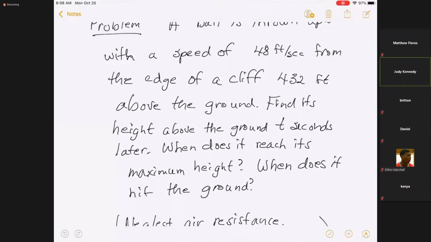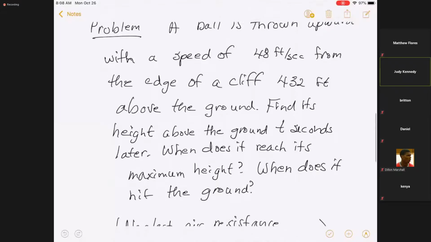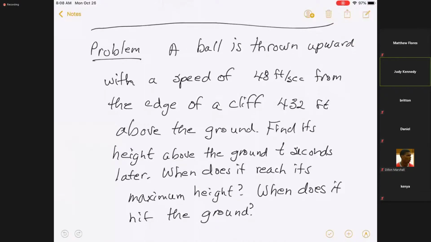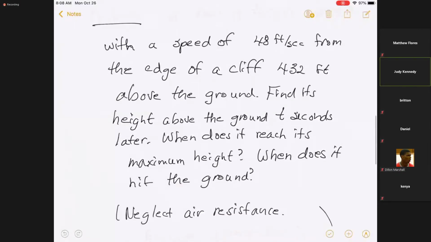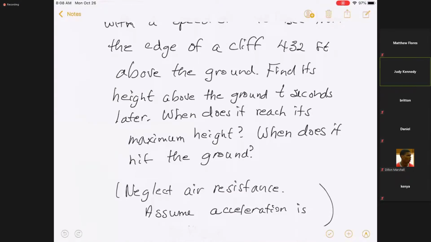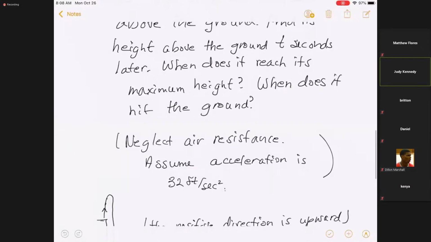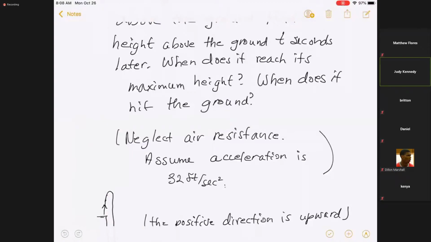Okay, in this problem, we're neglecting a lot of things. We're neglecting air resistance. We're assuming the wind's not blowing and making this not be motion in a line, basically. And we're going to assume that acceleration is 32 feet per second squared. And this is acceleration due to gravity. Acceleration is a constant 32.